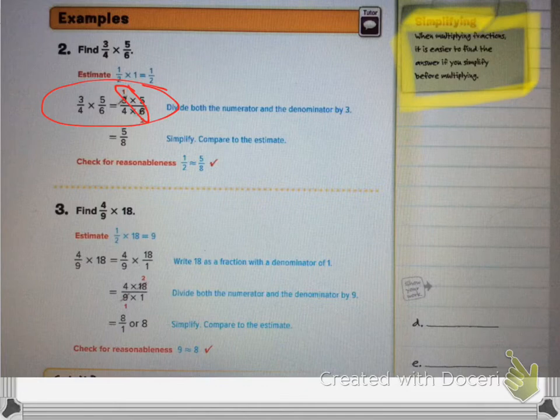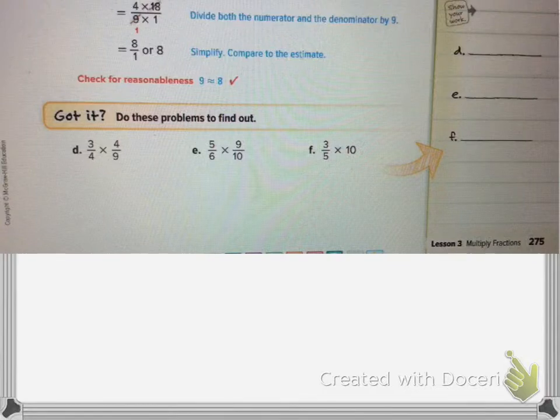Okay? Let's go ahead and do D, E, and F. Pause the video. Simplify within the problem. Okay? Try your hardest to simplify in the problem instead of at the end.